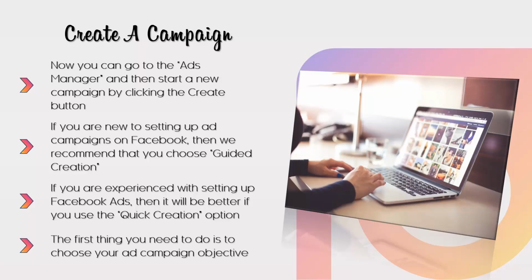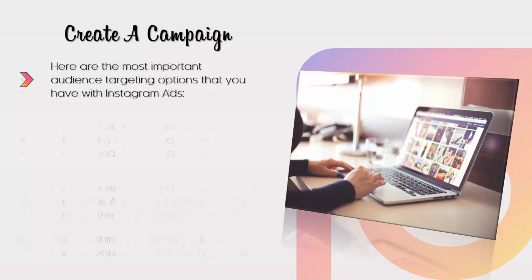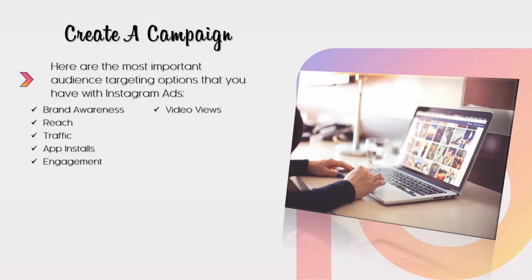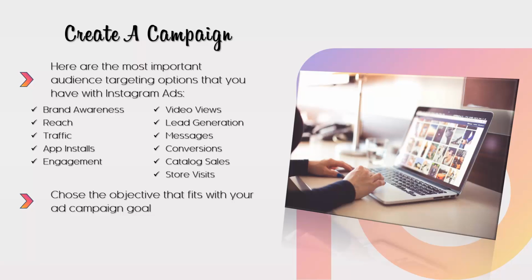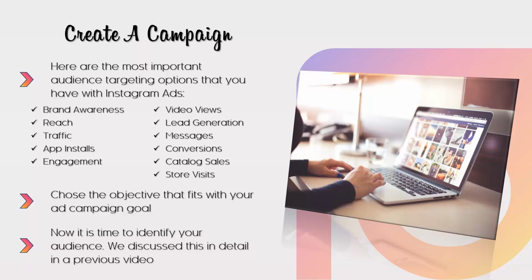The first thing you need to do is choose your ad campaign objective. For your Instagram ads, you can choose from the following: brand awareness, reach, traffic, app installs, engagement, video views, lead generation, messages, conversions, catalog sales, store visits. Choose the objective that fits with your ad campaign goal. After selecting your objective, you will be asked to give your ad campaign a name. Create a name that makes sense so that you will easily remember it, because you will probably set up many campaigns.